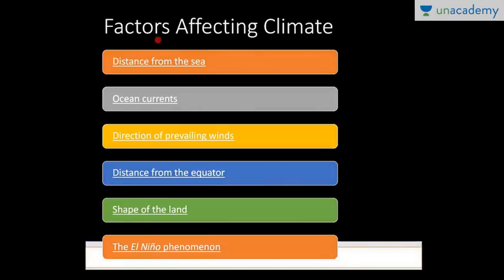Now, what are the factors affecting the climate? Distance from the sea, ocean currents, direction of prevailing winds, distance from the equator, shape of land, and the El Nino phenomenon. These are the natural factors. Now, apart from the natural factors, there are anthropogenic factors that also affect the climate. So let's discuss each in detail.